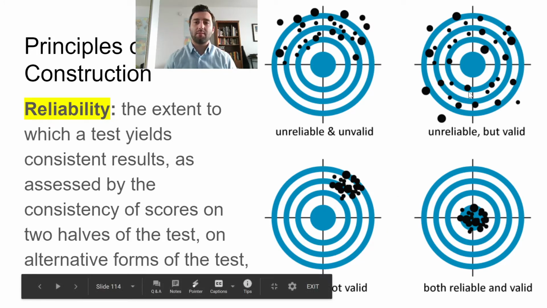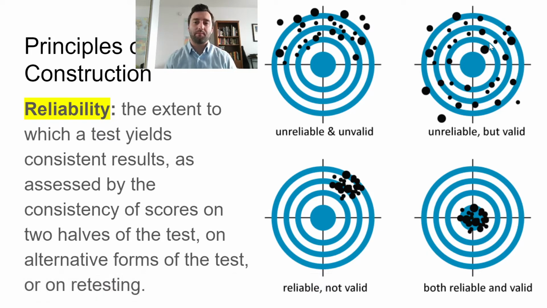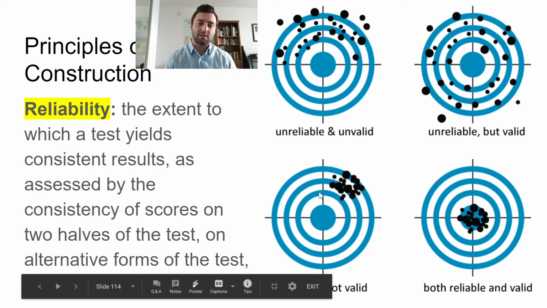So reliability is really about clustering our scores, right? Do we score similar? So if the same person's taking a test over and over again, are they scoring similarly, right? So it would look like this. This is a reliable test. It's not necessarily valid, but it is reliable.